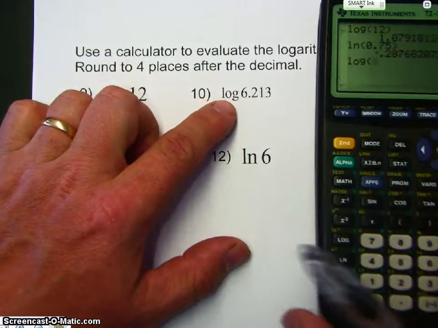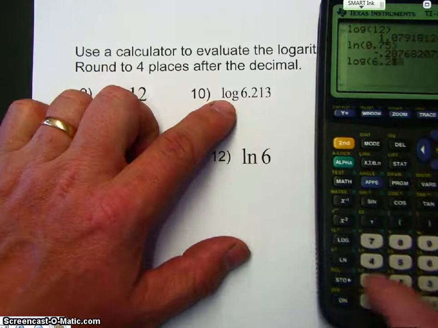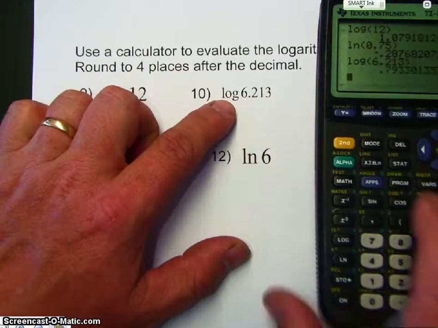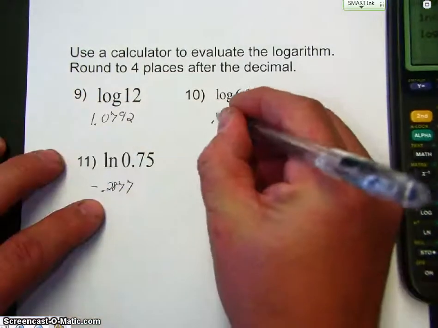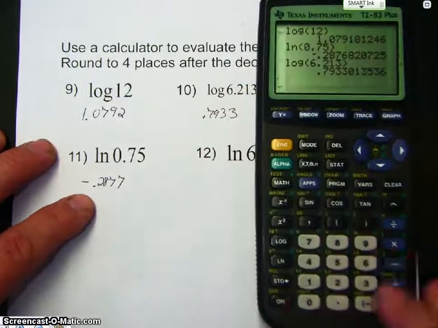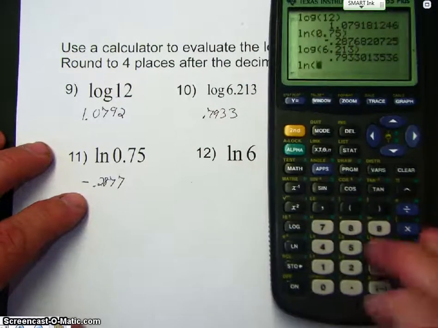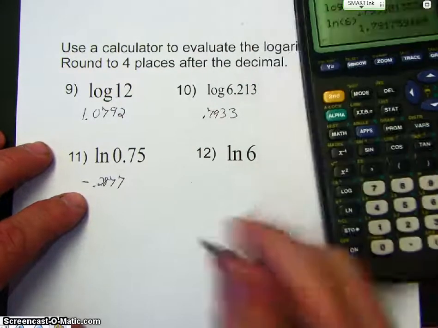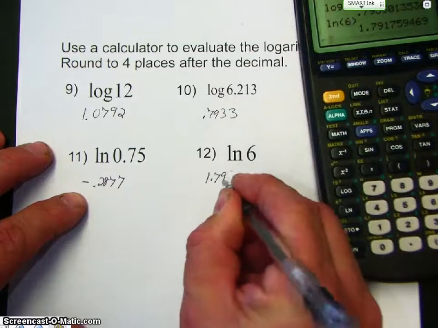Alright, so log of 6.213, you get 0.7933, and then natural log of 6, you get 1.791.